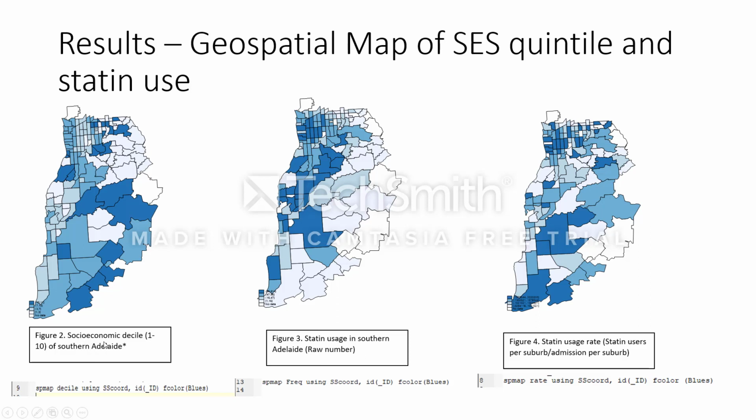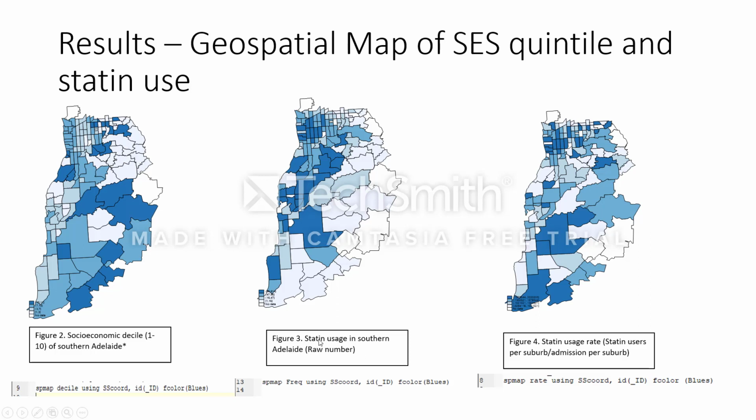First one is a map of socioeconomic decile in the Southern Adelaide region. So you can see this is the coding I used, SPMap, the decile score using the coordinates for each patient. It might be a bit hard to see, but here's a legend. The higher deciles were coded in dark blue, the lower deciles were coded in pale blue, pale white color. So these areas are high socioeconomic status. These areas here were lower, more pale, or lower socioeconomic groups.